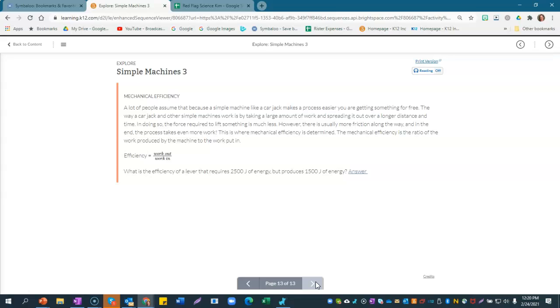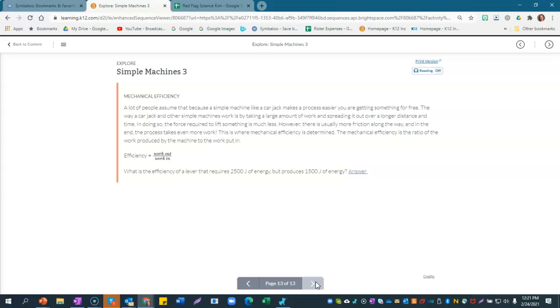All right, going into the last slide on this one, mechanical efficiency. A lot of people assume that because a simple machine like a car jack makes a process easier, you are getting something for free. The way a car jack and other simple machines work is by taking a large amount of work and spreading it out over a longer distance and time. So in doing so, the force required to lift something is much less. However, there is usually more friction along the way, and in the end, the process takes even more work. This is where mechanical efficiency is determined.